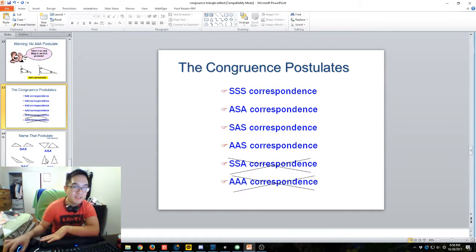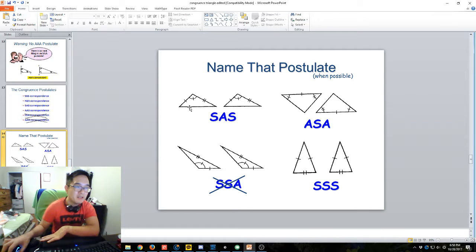Let's practice some of it. Name the postulate. This one, I forgot to mention earlier, an angle is shown with a pizza sign, like a pizza slice. This one has two tally marks and one angle. The angle is between the sides. So this is side, angle, side, as shown here.